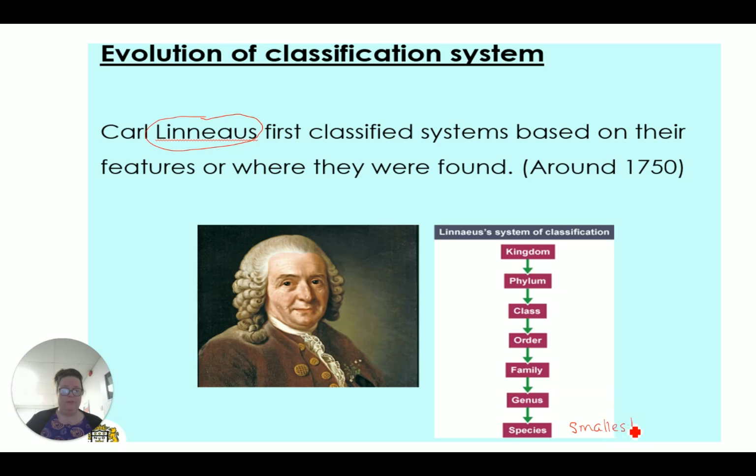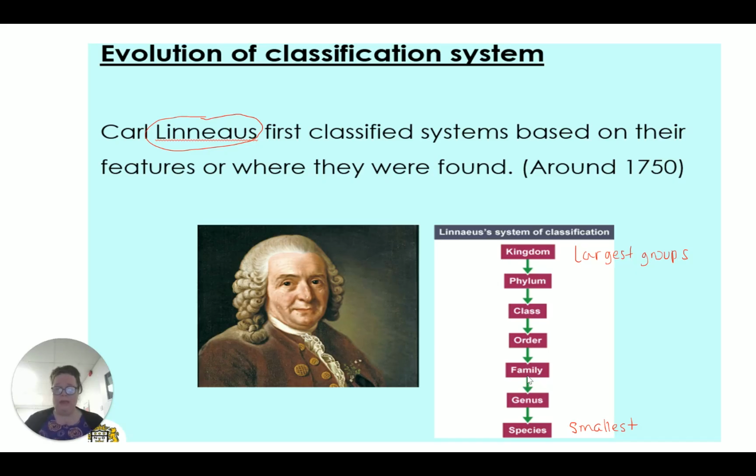We'll have a look at what species means in a minute. And right here at the top, the kingdoms, they were the largest groups. And if an animal wasn't the same species, but it was the same genus, that meant that it was quite closely related. If it was the same family, but not the same genus and not the same species, slightly less related, and so on. But we can have a look at that in a bit more detail in a second.